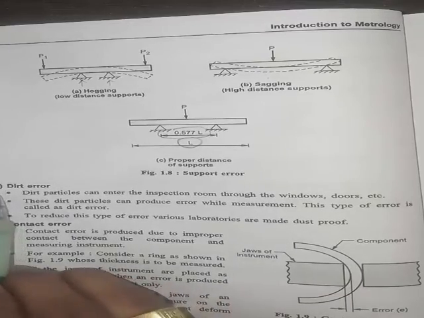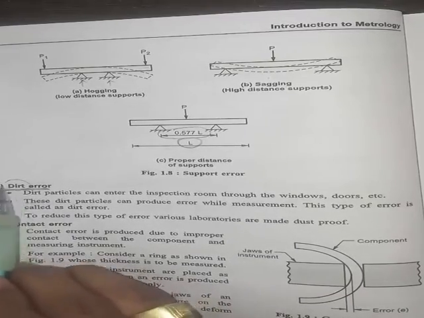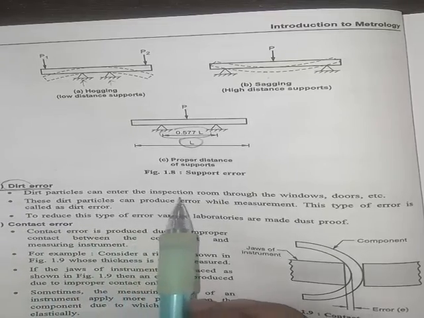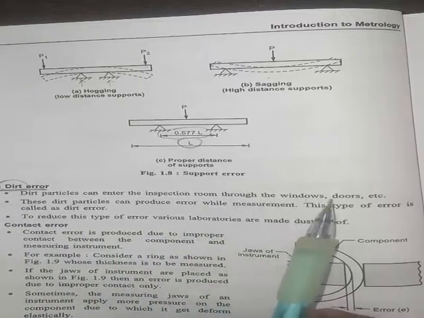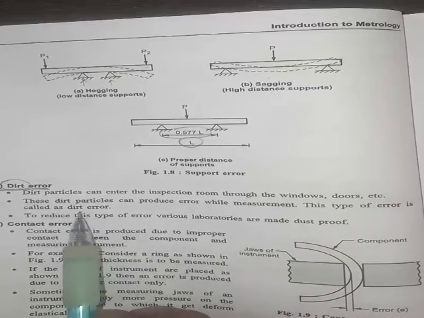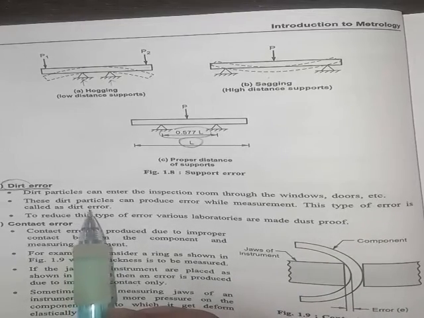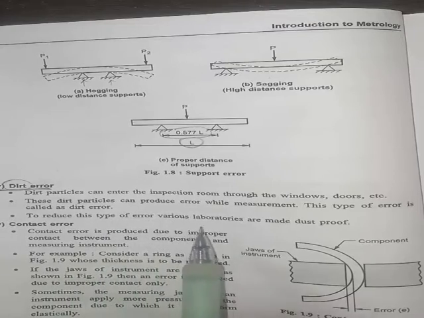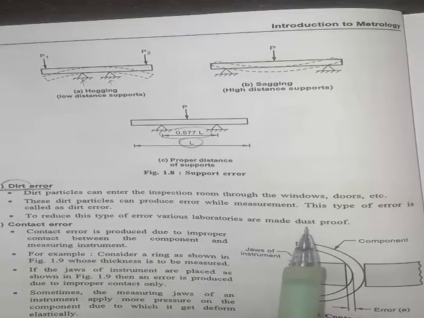Then next is dirt error. So you know the meaning of dirt. Okay, dirt particles can enter into the inspection room through the windows and doors. Because of this, error will be there, so it is called the dirt error. To reduce this type of error, various laboratories are made dust proof.